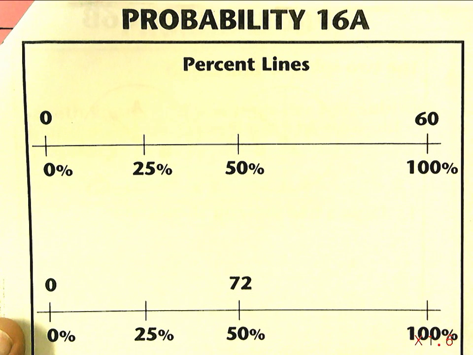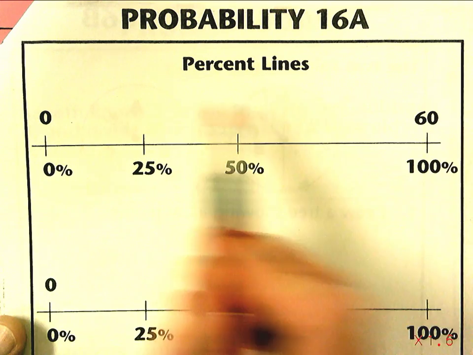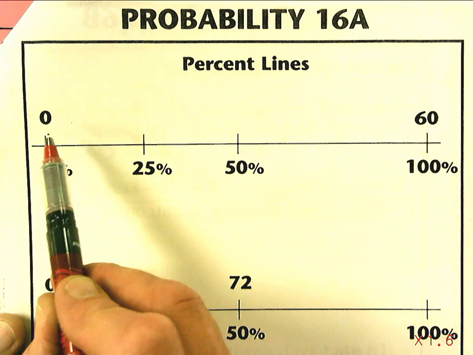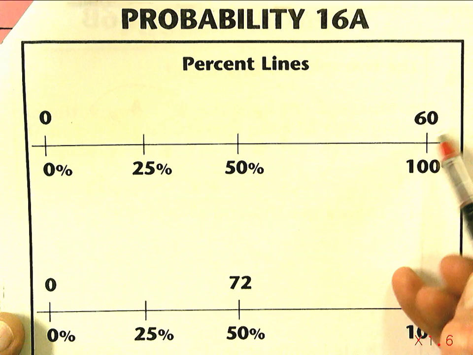So this is probability 16A, and these are called percent lines, and they're just a way to help find different percents of numbers. There should be certain percents that are fairly simple to find. In this case, we have 0, 25, 50, and 100%. We begin at the number 0, and over here it says that 100% is the number 60.